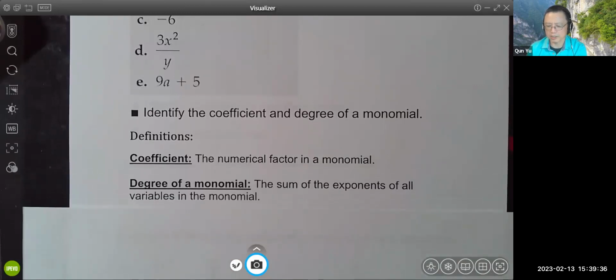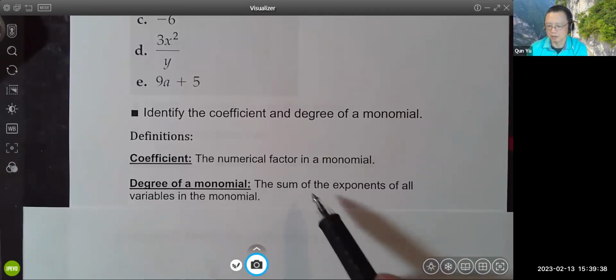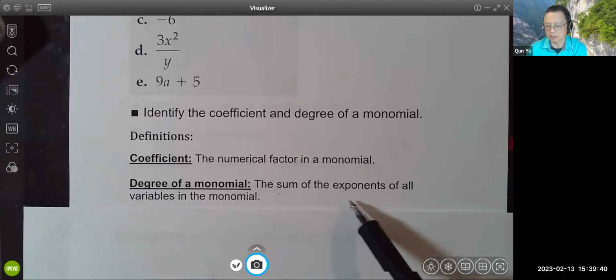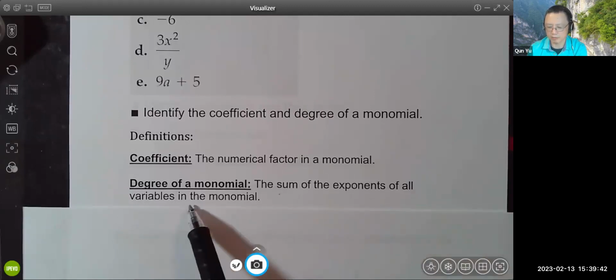What is the degree of a monomial? The sum of all of the exponents of all the variables in that monomial. So it's not the exponent of a single variable. If you have multiple variables in that monomial, you're going to add all of the exponents on those variables, and the sum is called the degree of that monomial.